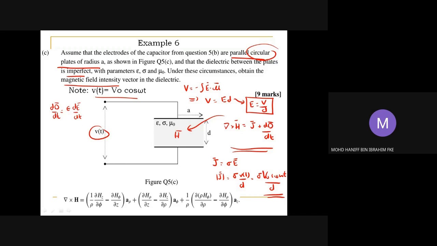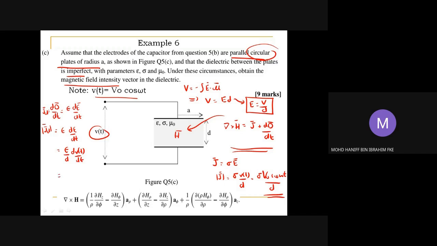Okay, and if I consider just the magnitude, so this is the JD, as dD over dt. So in terms of magnitude, I can just have it as equal to epsilon dE over dt. And in terms of the V, because we have this relationship between the E and V, we have this as equal to epsilon divided by d of dV(t) over dt.